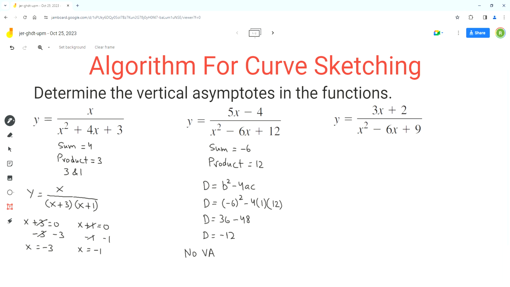So there's a very important concept we need to understand and memorize. Now we can analyze this third rational function. In the denominator we have a trinomial. So we should see if we can factor it. We have to find two numbers whose sum is -6 and product is 9. So the two numbers that satisfy these two conditions are -3 and -3.